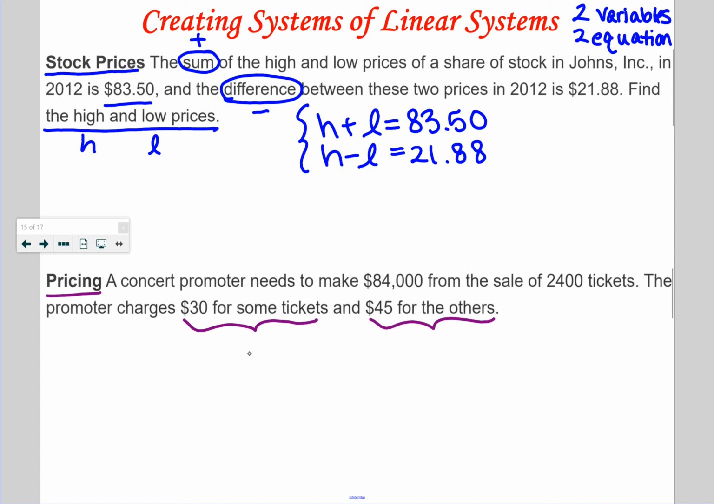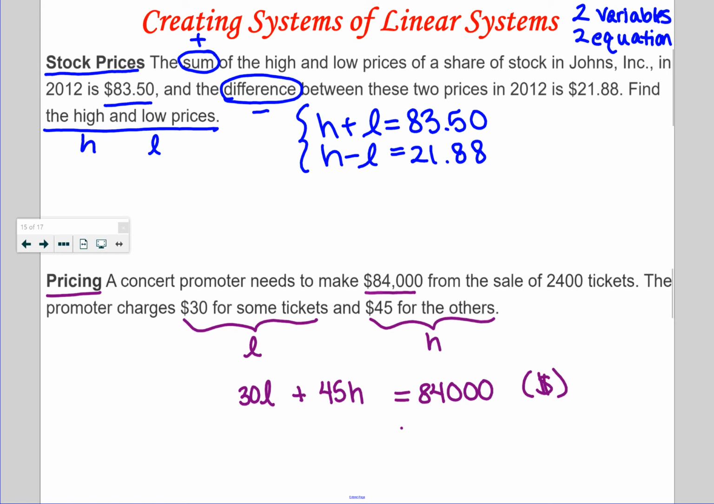So again, we could use an L and an H here. L for the low price and H for the high price. The first piece of information we're given is that he wants to make $84,000. That's a total. So that's going to go on the right side of my equation. So this will be our dollar equation, is what this is going to represent. And how he's going to make that $84,000 is he's going to sell L tickets at the $30 price, and he's going to sell H tickets at the $45 price. Add those together, and that's going to give him his income, his $84,000.